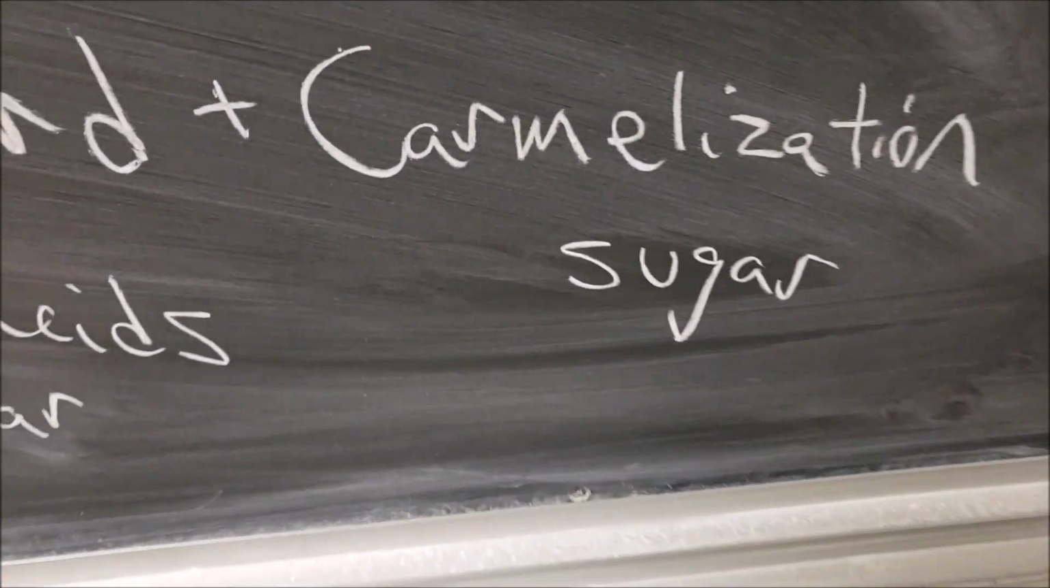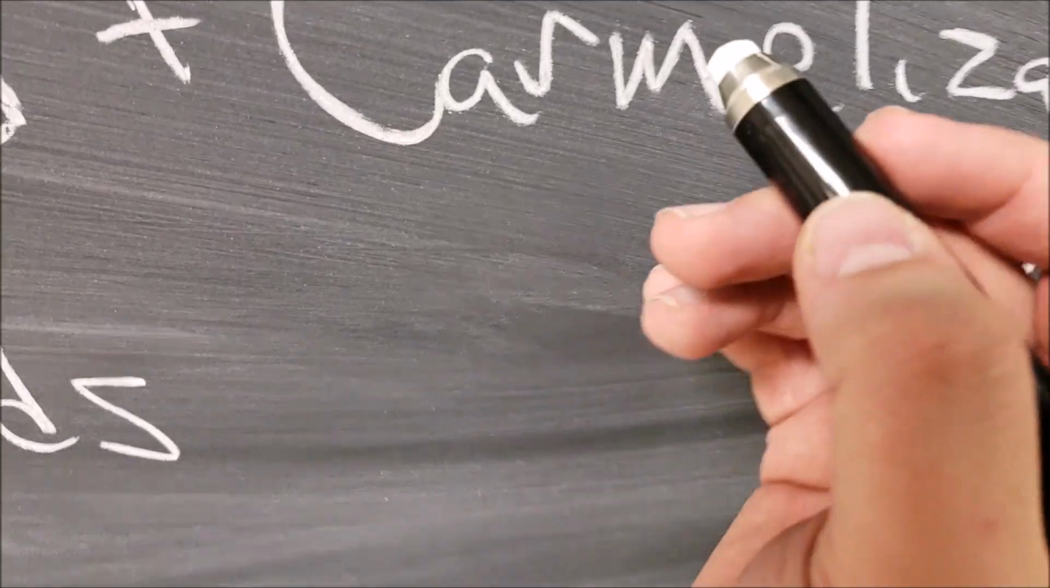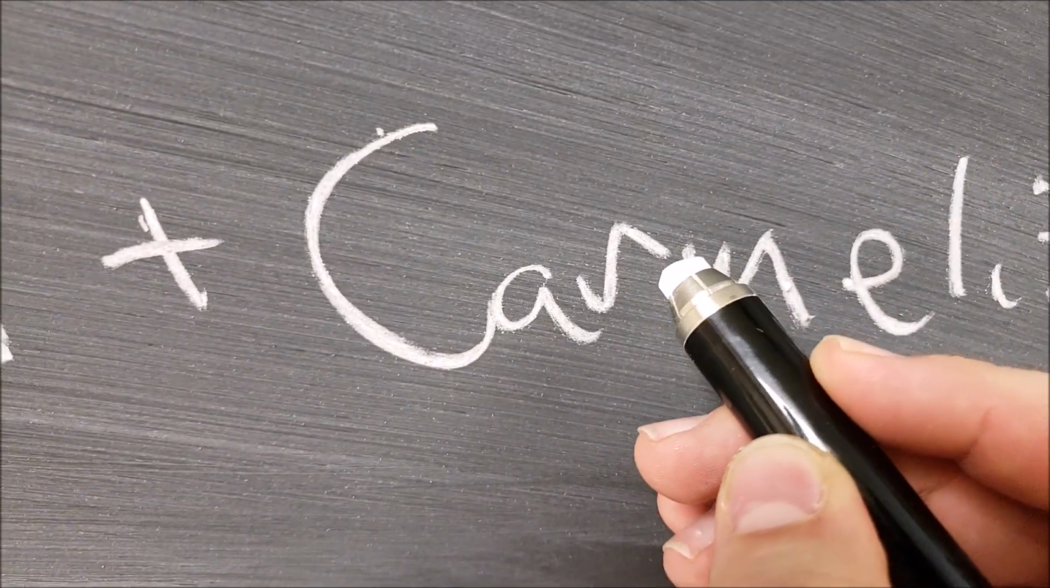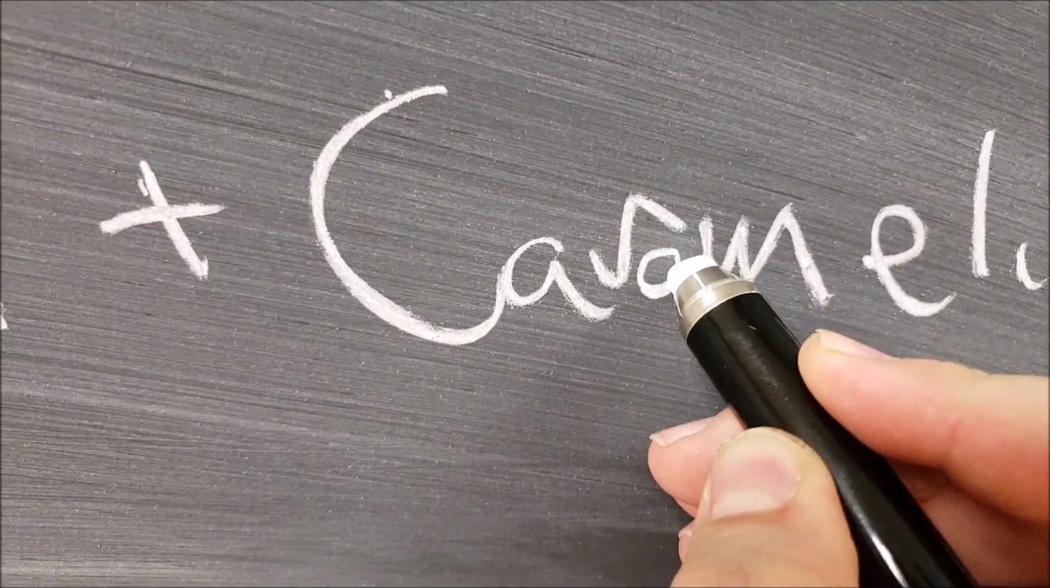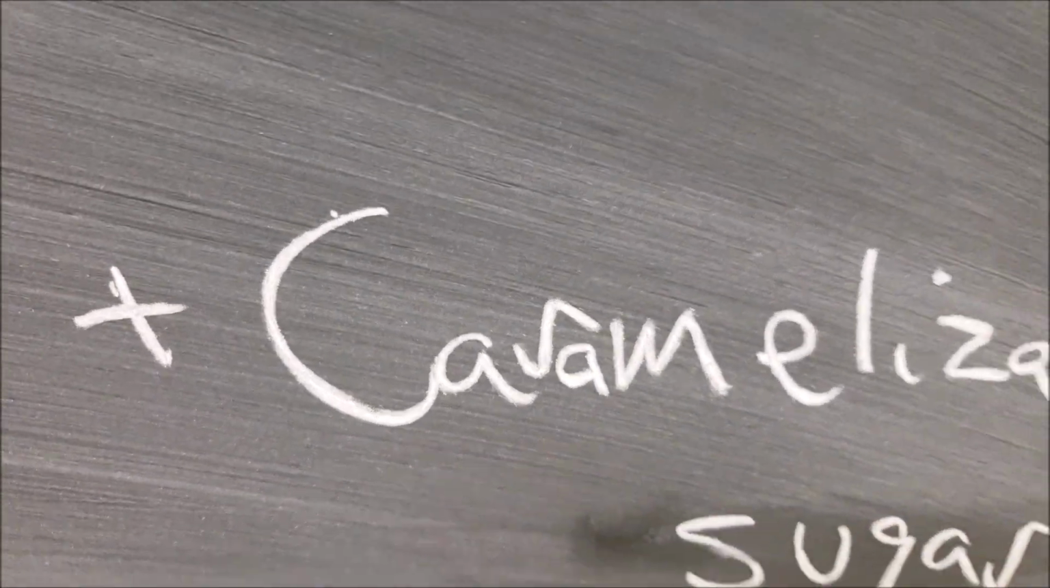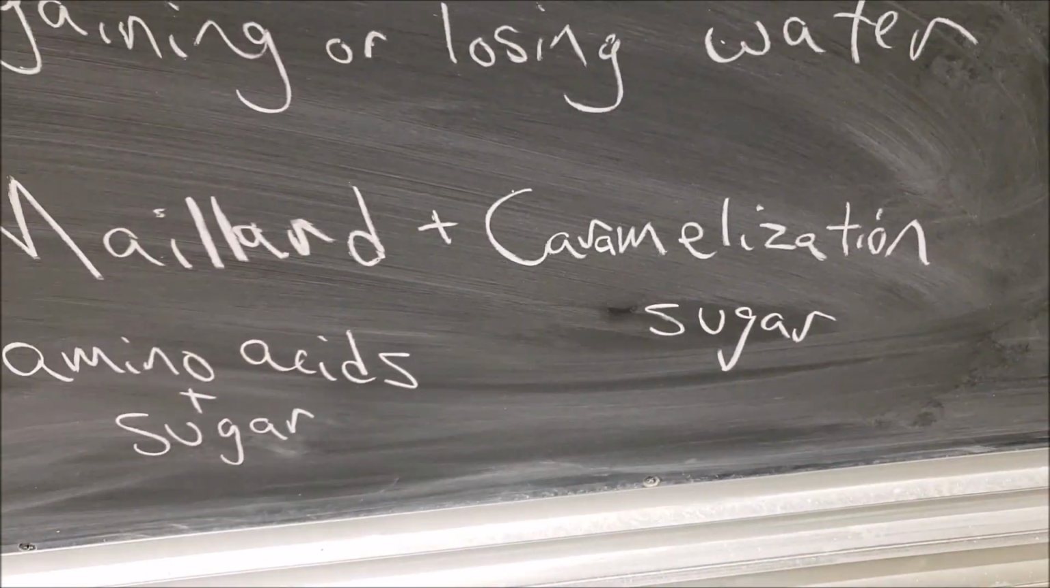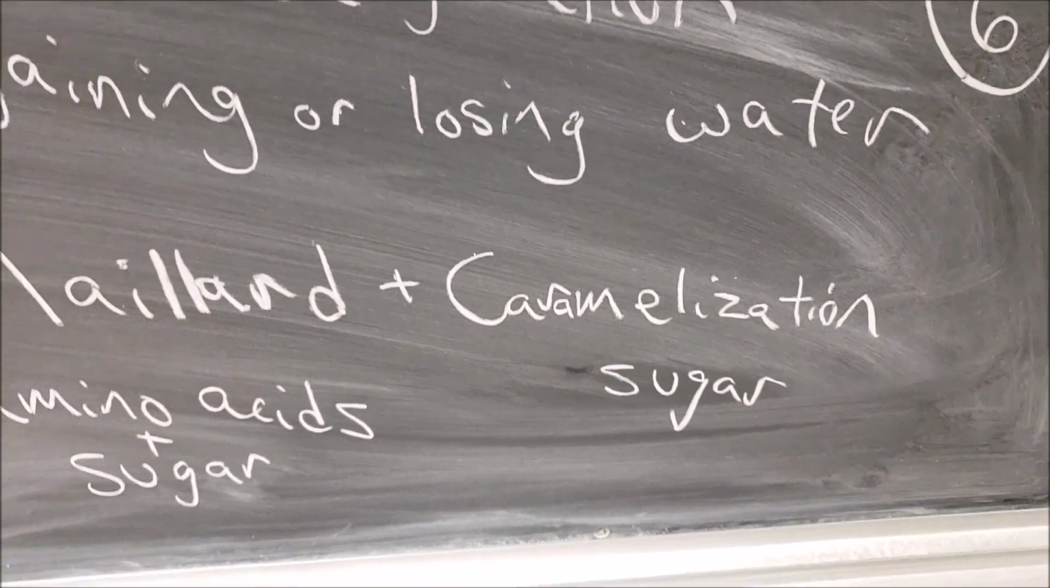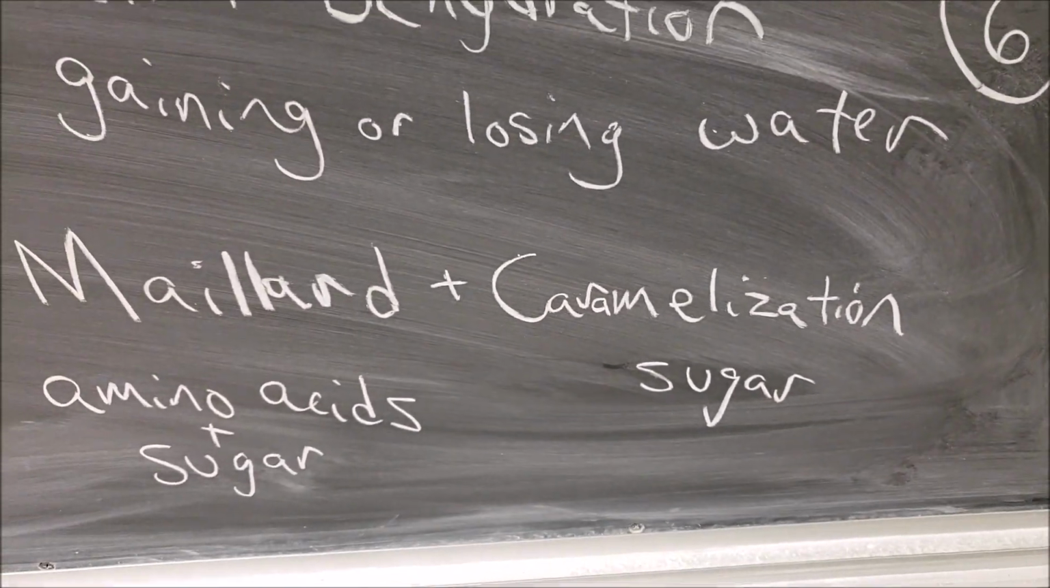And you can see right here is a very, very important mistake, and I need to add an A. Caramelization. Some people spell it with an S too, because spelling is super important.